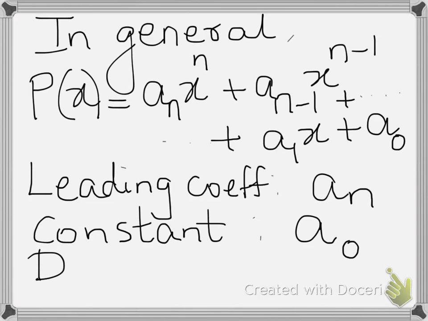What about the degree of the polynomial? When we write it in decreasing powers of x, the degree is the highest exponent. In this case, it would be n.